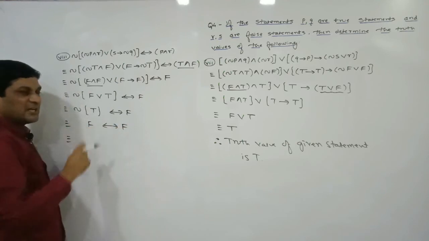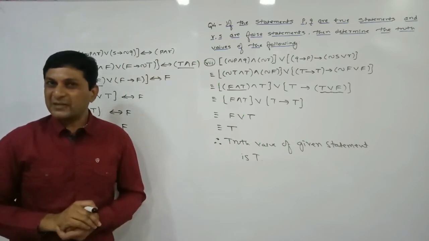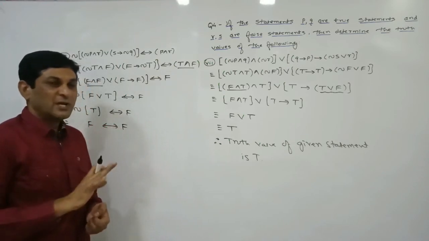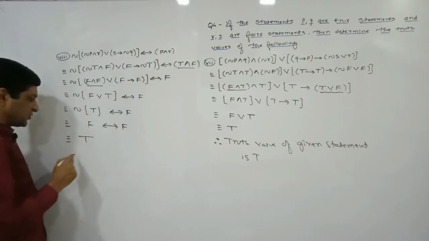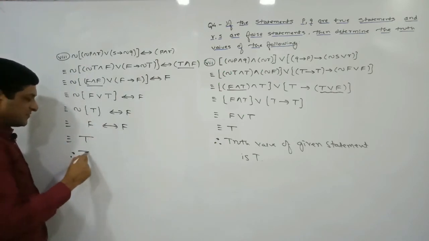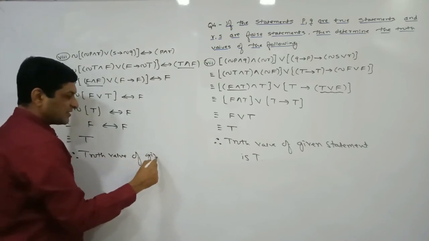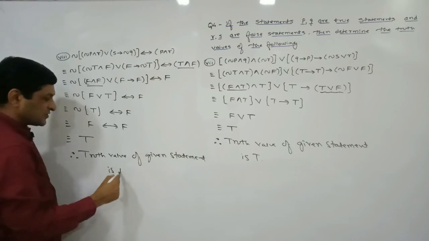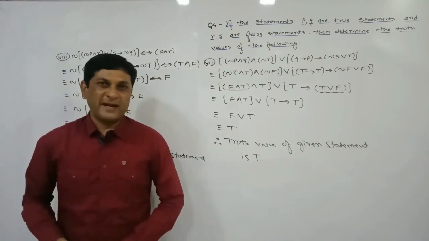Now, in case of double implication, we have seen that if truth values are identical, at that time only its truth value is what? True, otherwise false. Here truth values are identical, that's why we can say that it is true. So we can say that therefore truth value of given statement is T. In this way we have got the truth value of the given statement patterns.